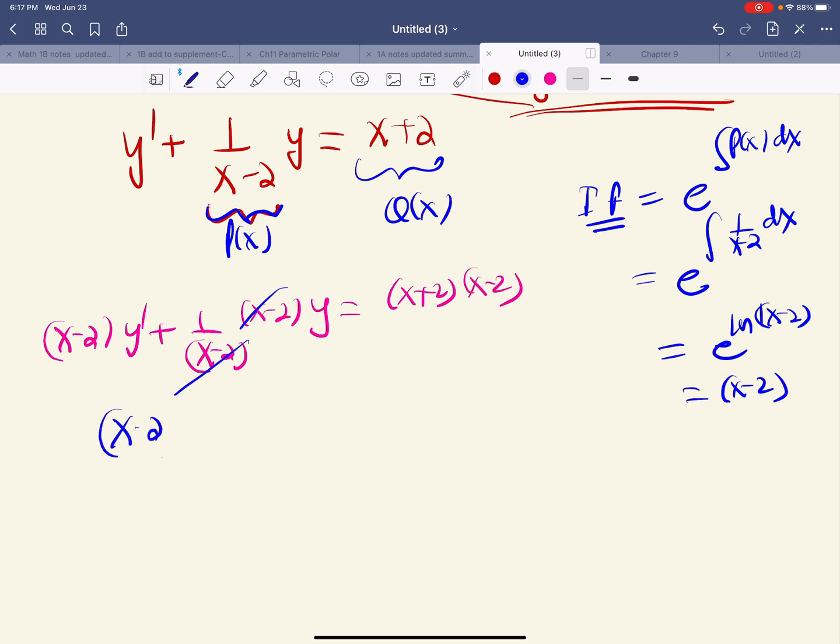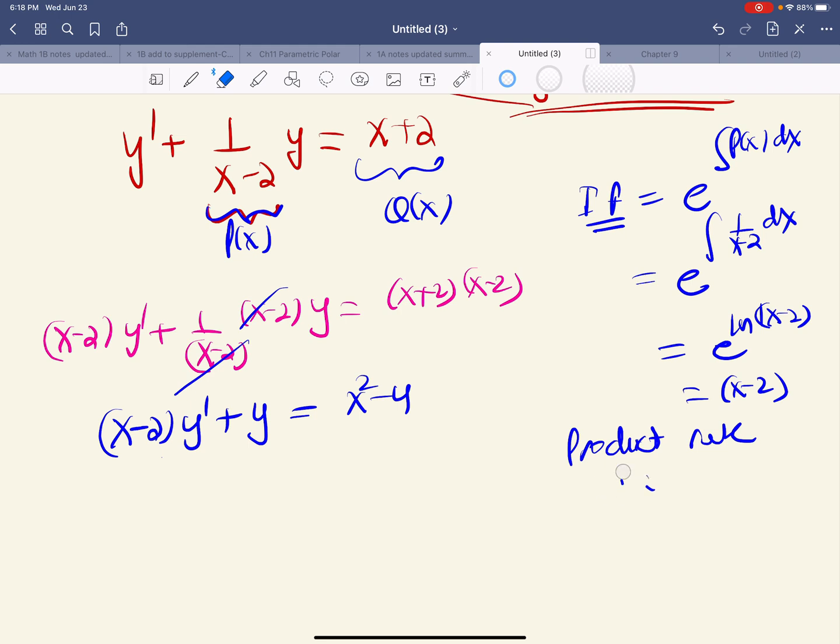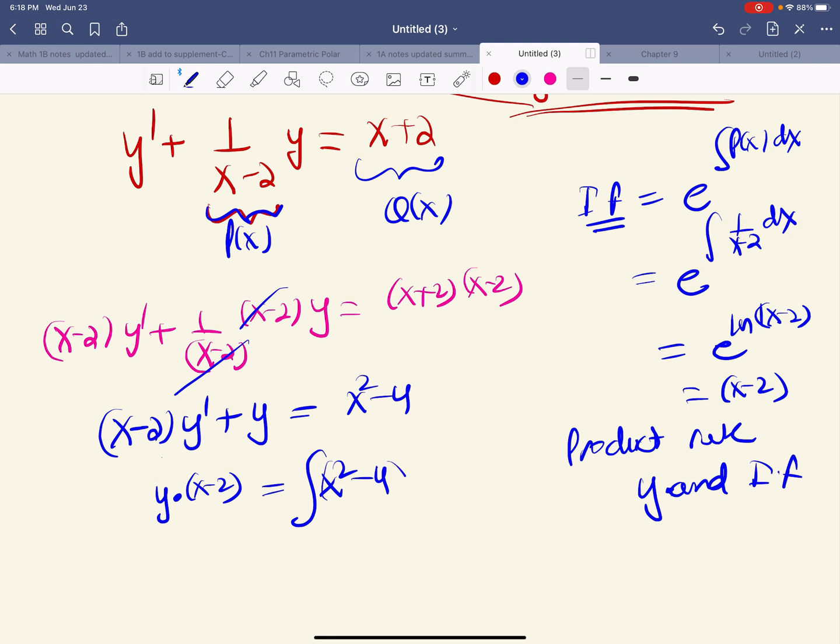Cleaning up the left hand side, x minus 2 times y prime plus y is equal to x squared minus 4. Now if you look carefully, the left hand side is the derivative of a product rule, and when we do the integral, product rule applied on y and the integrating factor. So this is going to be y times the integrating factor, which is x minus 2, and the right hand side we can do the integral.